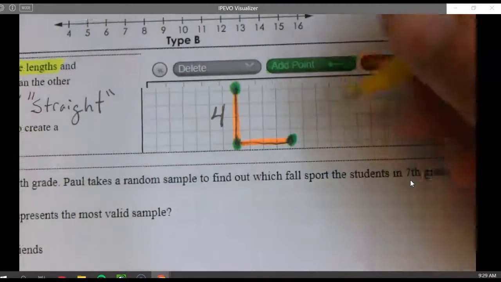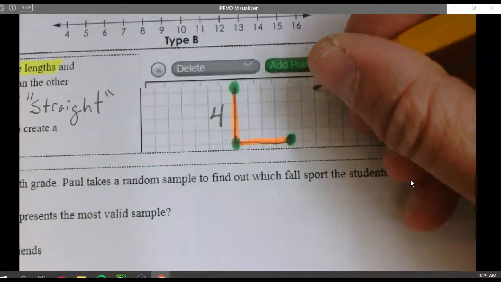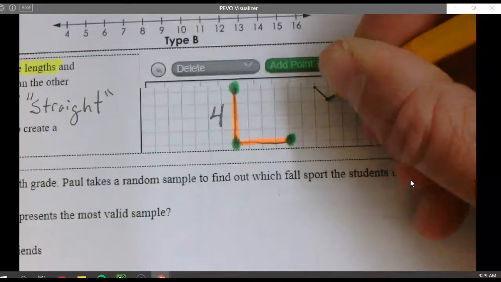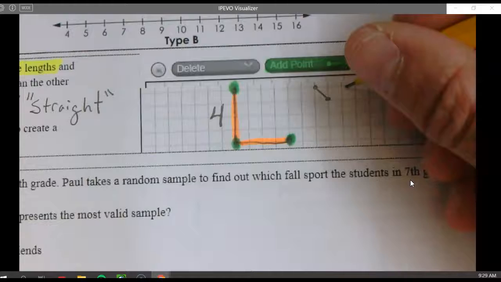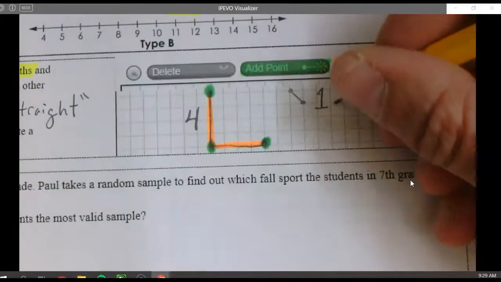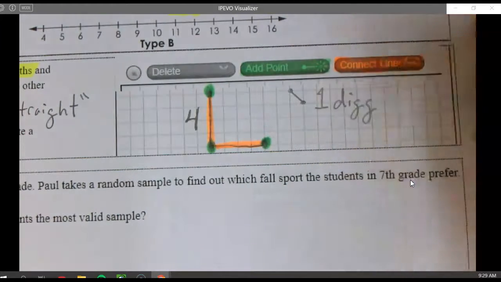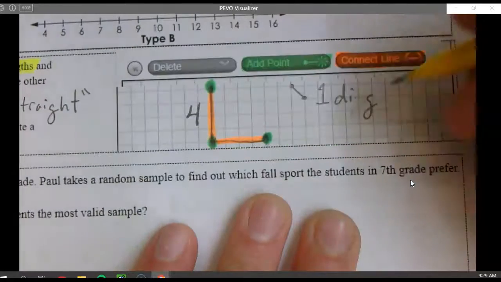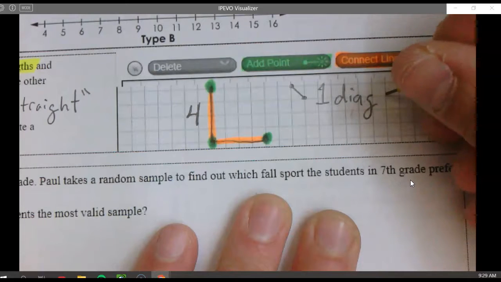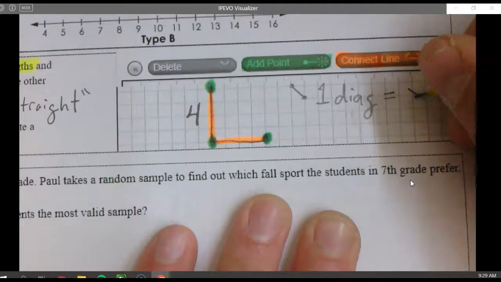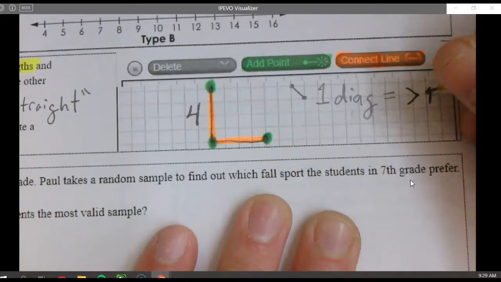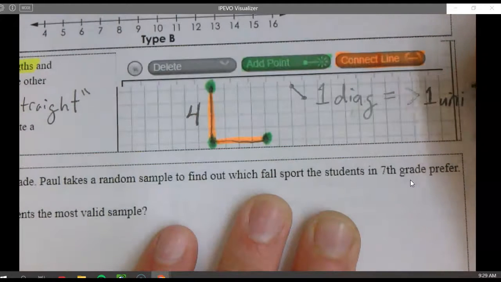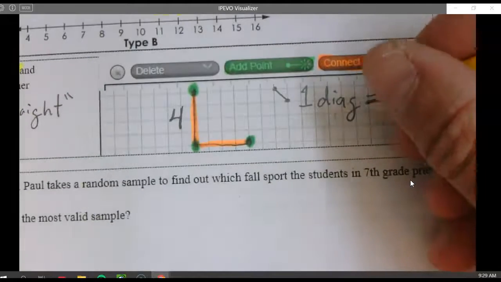And guys, if you want to make another note, one diagonal. This is just a note. One diagonal. Ooh, can't spell. D-I-A-G. Trying to do too much in my head. One diagonal is actually bigger than one unit. One diagonal is bigger than one unit.